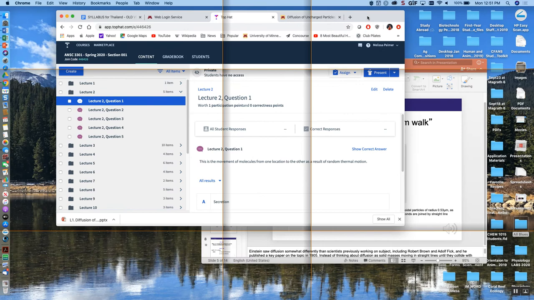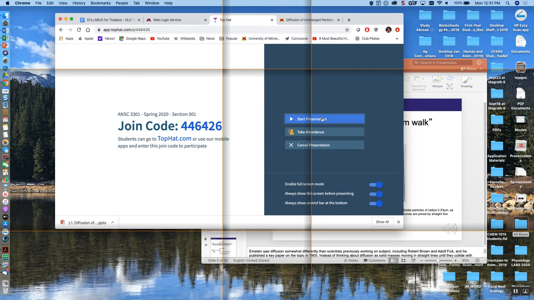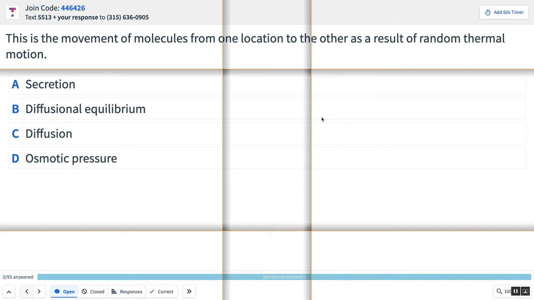All right. So the first question. All right, so our join code is 446426. Hopefully you've already registered with Top Hat and you're in their system. What I need you to do now is text 5513 and your answer, either A, B, C, or D. And that's text to 315-636-0905, and that's at the top upper left hand side of the screen here. Okay, so that's how you use Top Hat.